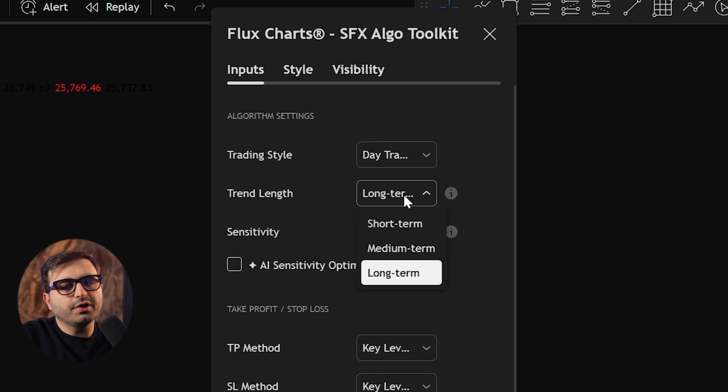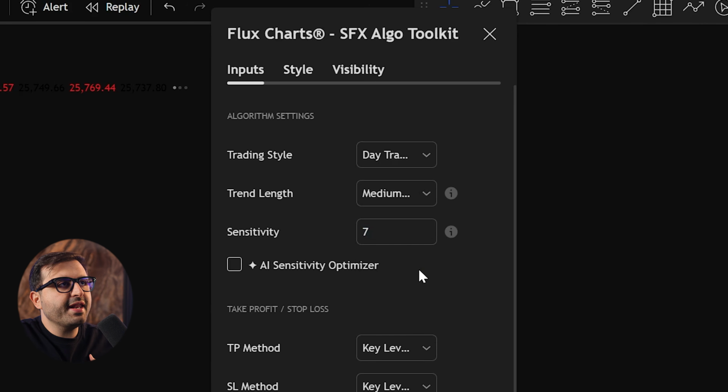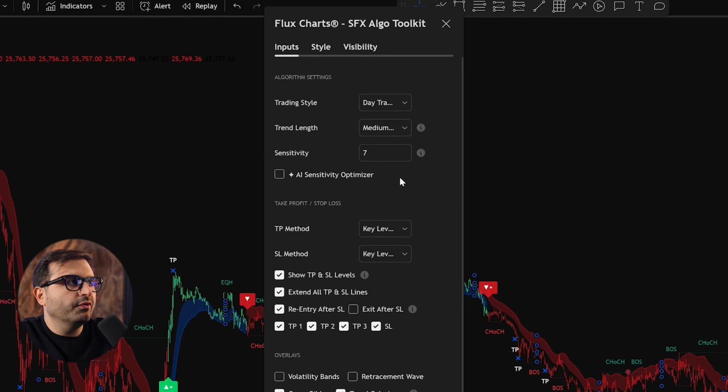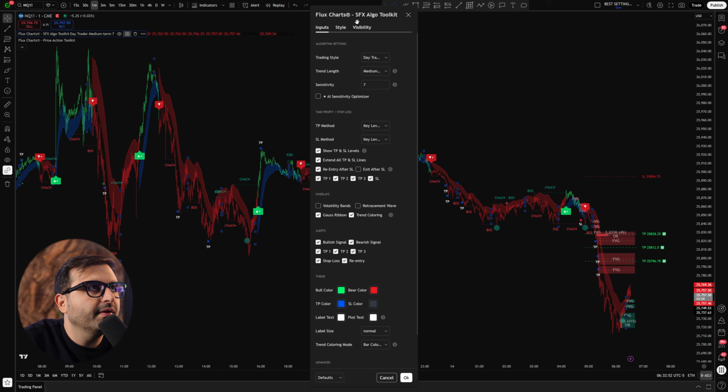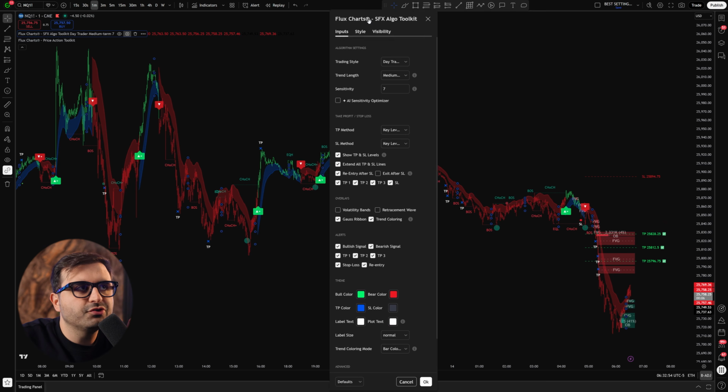Trend length. So this is a common problem that you all are facing. What I suggest, if you are not sure, is to choose the medium term, okay? And after it, just let it load and see what is going on on the chart. You will go step by step. What has changed? Not much, right?